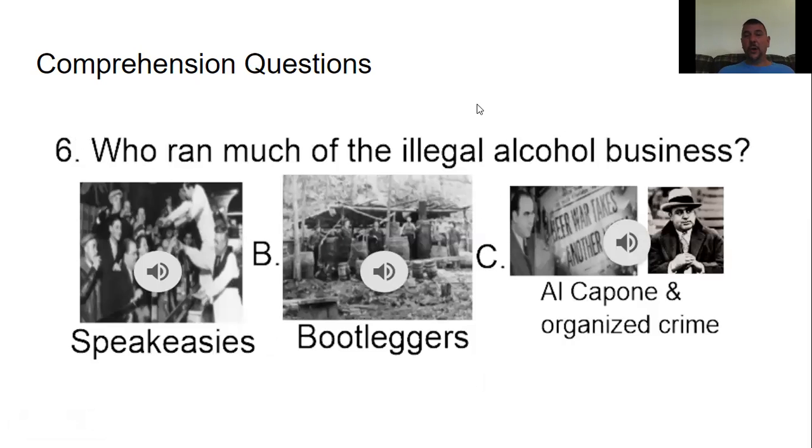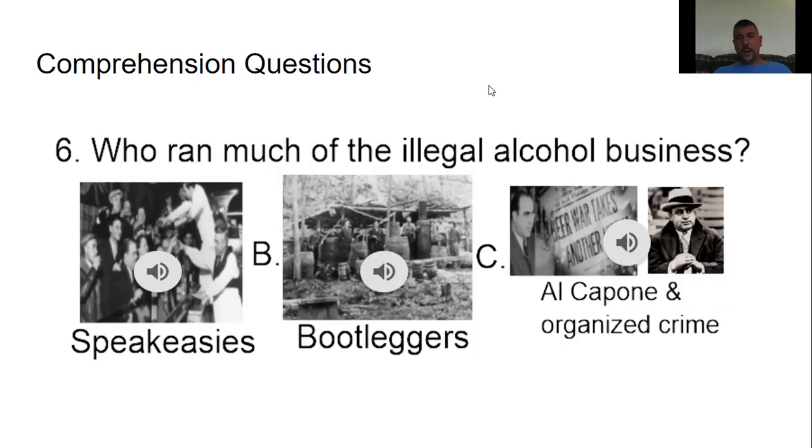Number 6, who ran much of the illegal alcoholic business? And we're going to talk about him more with organized crime. Was it A, speakeasies, B, bootleggers, or C, Al Capone and organized crime? It was C, Al Capone and organized crime. Ding, ding, ding. We have a winner.